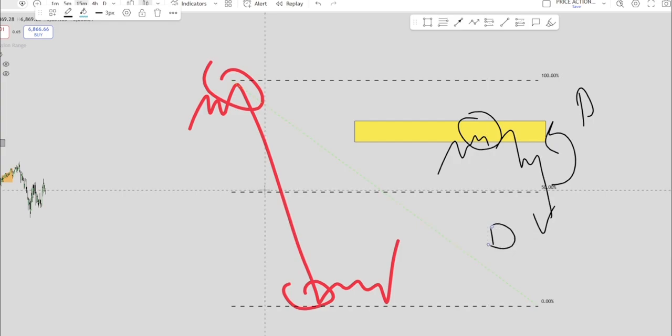It's a very basic concept, but a lot of traders, when they trade their opening range breakouts, force a breakout without understanding where they are in the dealing range. And so this needs to be addressed. This needs to be fixed.